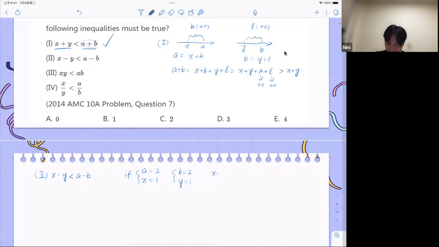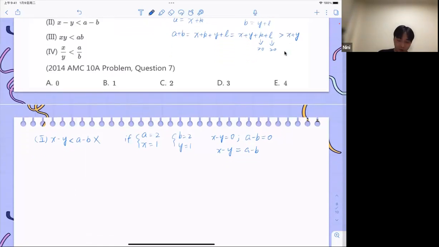So X minus Y would be 0. And also A minus B also equal to 0, right? So that means X minus Y should be equal to A minus B. This is a kind of counterexample for this statement, because this statement said that X minus Y must be less than A minus B. So our example here disproves it. So that means it can be a kind of false statement.